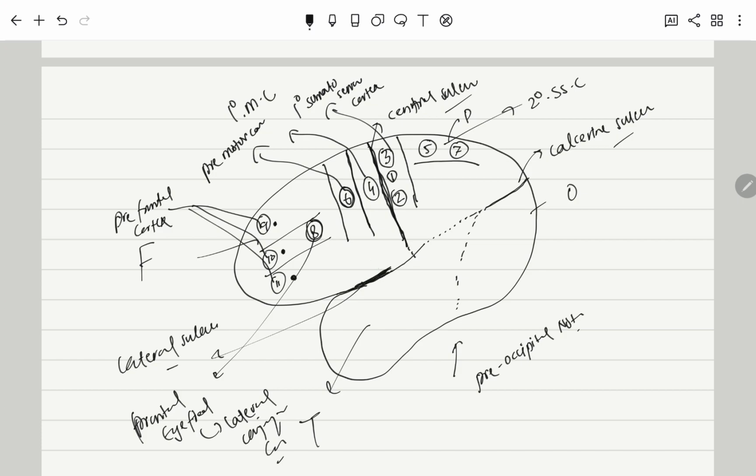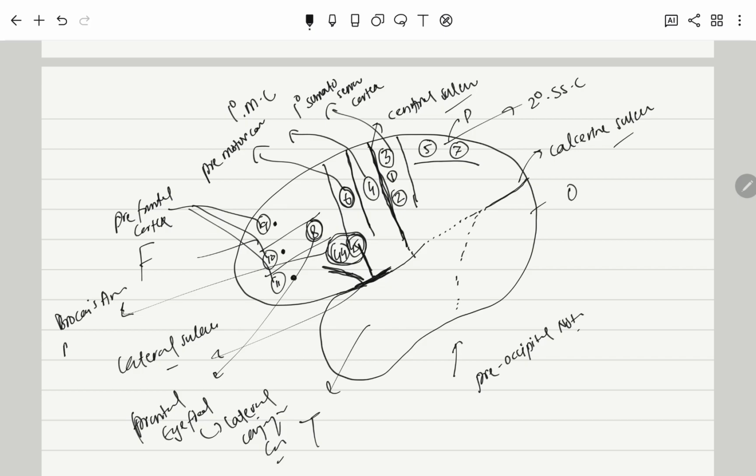If we draw an imaginary line here, just on the lateral aspect, we'll have this anterior ramus and then this ascending ramus. Between the ascending and anterior ramus, we will have Brodmann areas 44 and 45. This area, Brodmann areas 44 and 45, is called Broca's area.